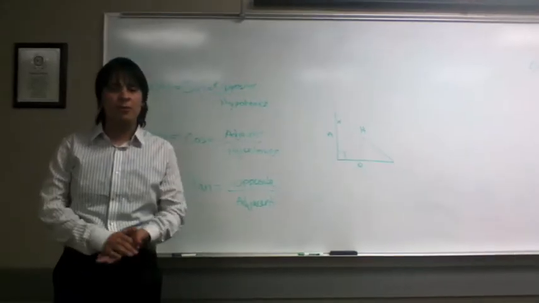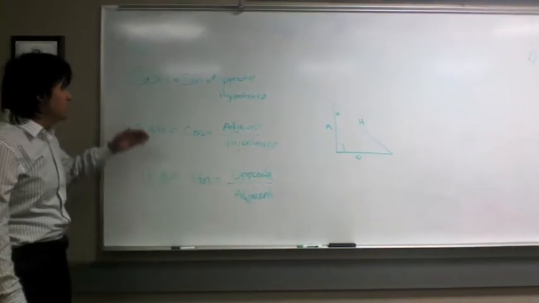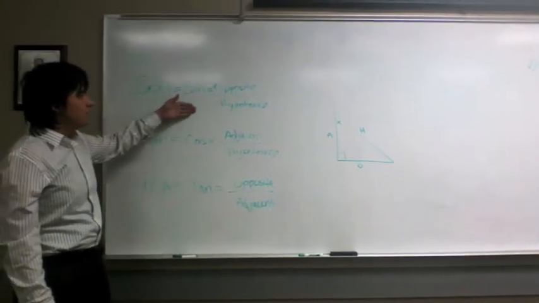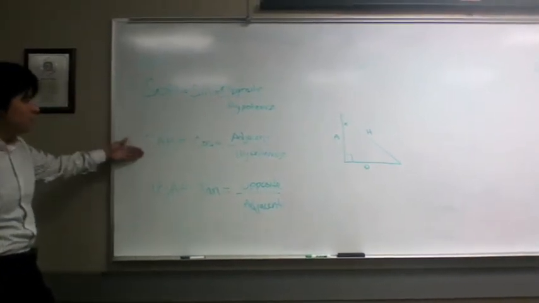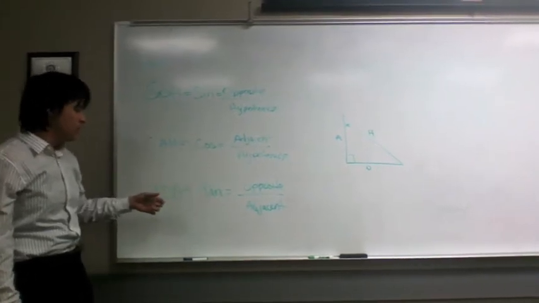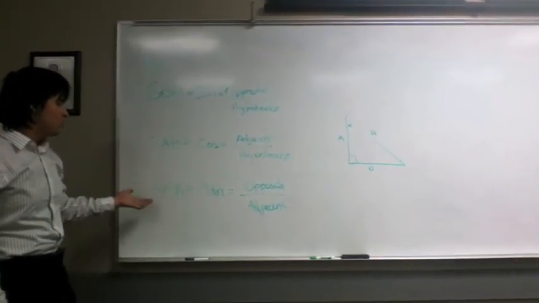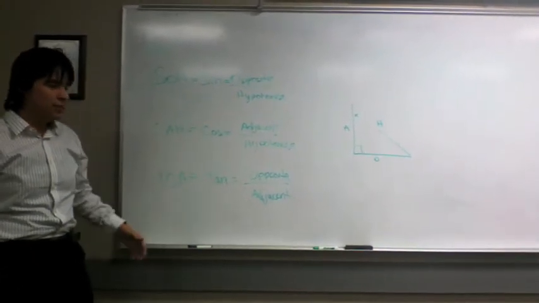Does anybody of you remember what SOHCAHTOA means? Well, SOHCAHTOA means SO is equal to sine is equal to opposite over hypotenuse. CAH will be cosine is equal to adjacent over hypotenuse. And TOA will be tangent is equal to opposite over adjacent.